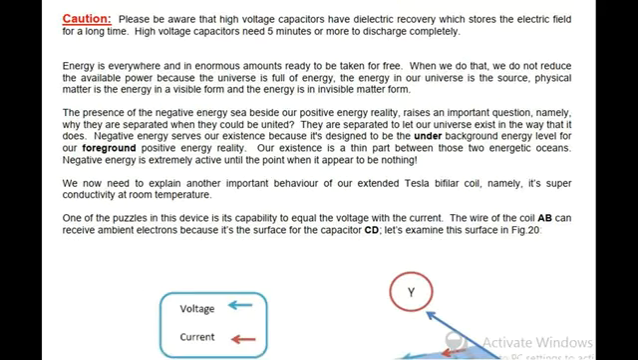Caution: please be aware that high voltage capacitors have dielectric recovery, which stores the electric field for a long time. High voltage capacitors need 5 minutes or more to discharge completely.